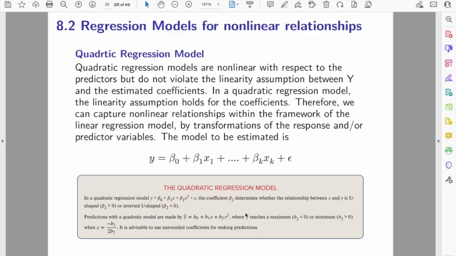Why? Y hat, the estimated y, reaches a maximum when this is negative. Why? Because if this is negative, it's going to be up and down, so y hat reaches a maximum value. And if b2 is positive, then y hat reaches a minimum, because if this is positive, it's going to be U-shaped. So y hat takes a minimum value, and this occurs when the value of x is negative b1 over 2b2.